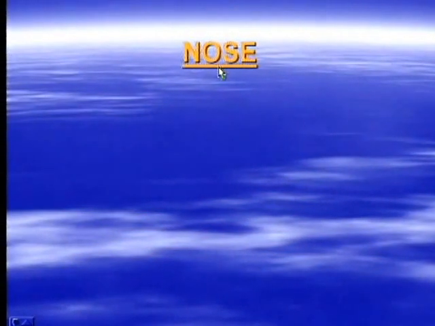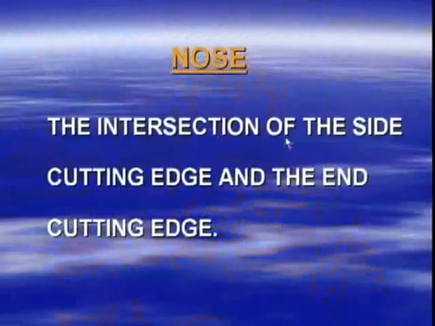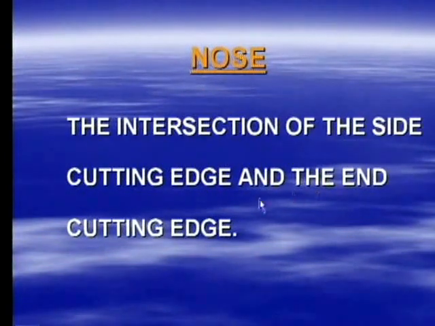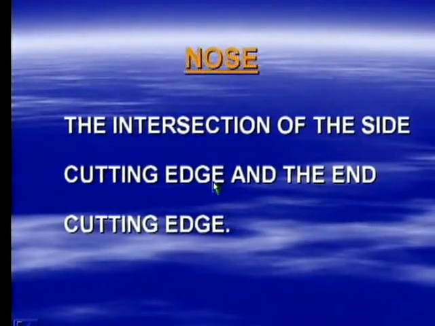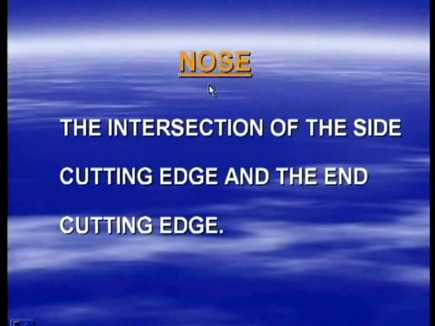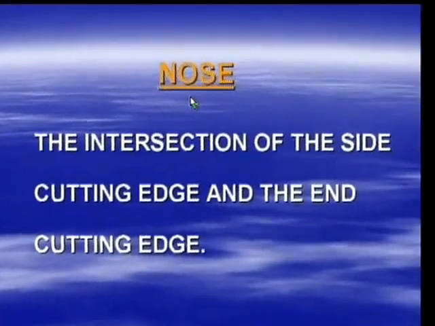And the next topic, what is a nose? As we discussed just now, the side cutting edge and the end cutting edge intersect at a point, and that point is called the nose. The nose also has a radius, and that is called the nose radius. So the intersection of the side cutting edge and the end cutting edge can be defined as the nose of the cutting tool.